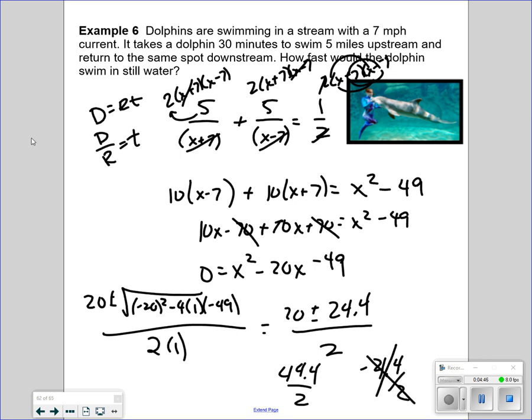Obviously, I can't go in negative miles per hour. So we're talking about 22.2 is the speed of the dolphin in still water.